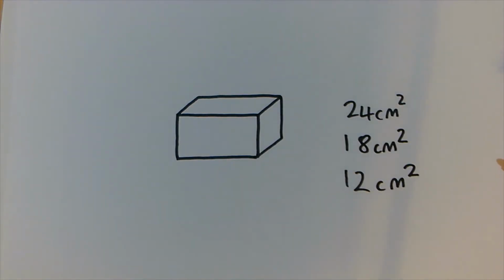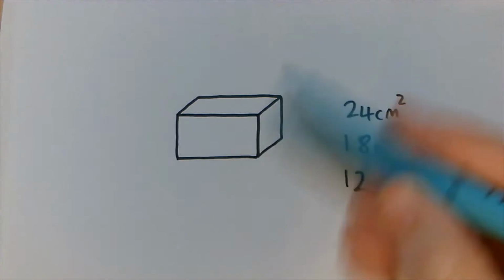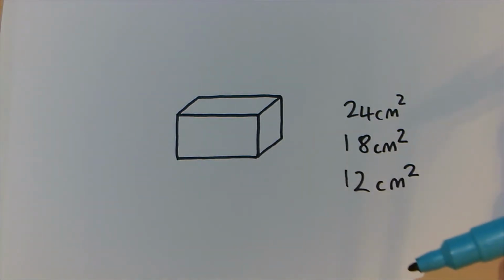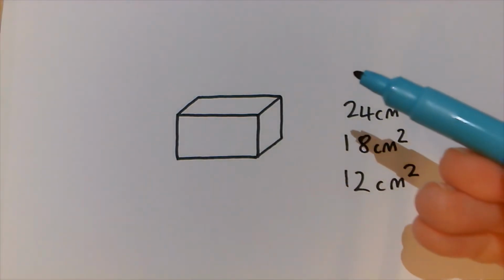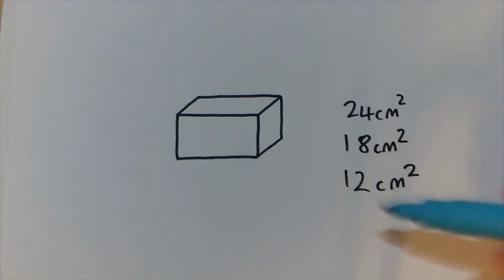So the areas of three of the faces are 24, 18 and 12. I want you to tell me what's the volume of the cuboid. Just need to remember what is volume and what is area. So pause the video and have a go.